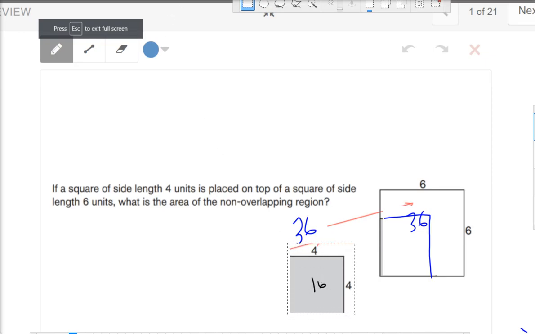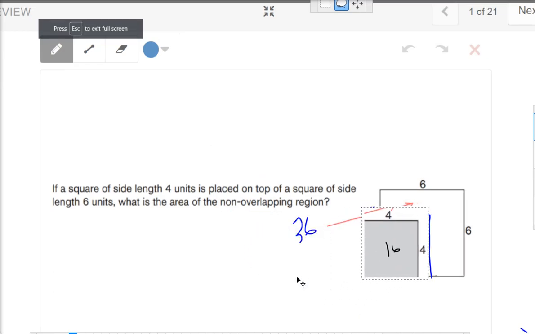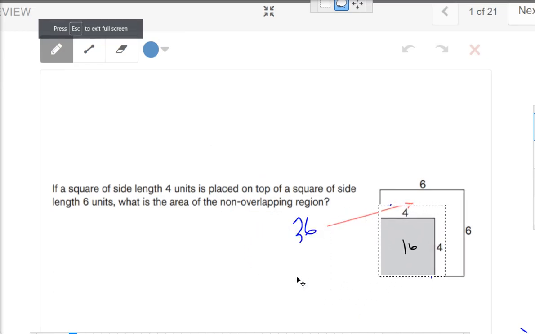So let me put it back so you can see that we're not being asked for the whole thing. We're just being asked about this area. So that's why it's equal to 20. So 36 minus 16, that's equal to 20.